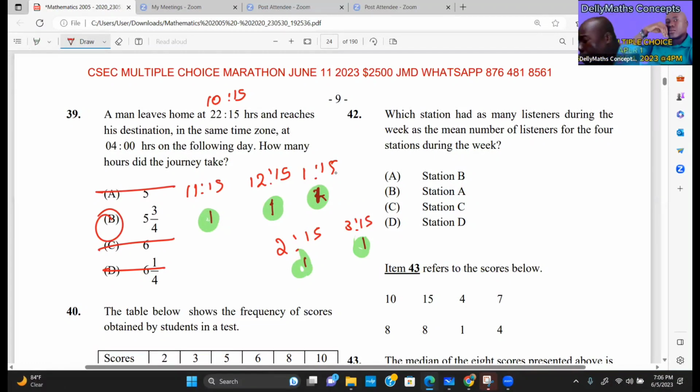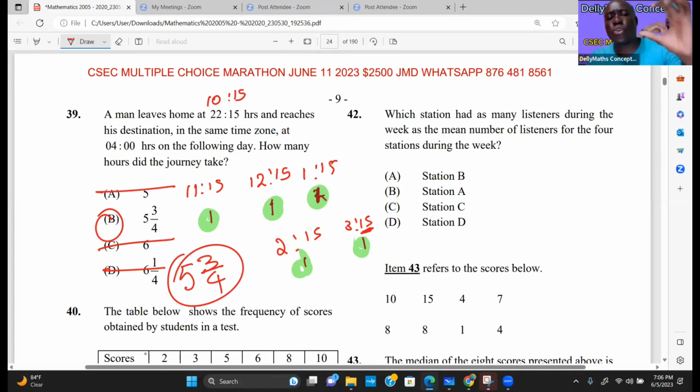Even if I don't know that 45 minutes is 3/4 of an hour, I am able to eliminate what can't be. It did not reach 6 hours, so the 6 is gone. And it is more than 5, so the 5 is gone. I would definitely pick B, even though I don't work it right down. But you could easily say, from 3:15 to 4 o'clock is 45 minutes, and 45 minutes is 3/4 of an hour. So it was 5 hours and 3/4. Even if you did not reach that far, you could have eliminated 3 of them.